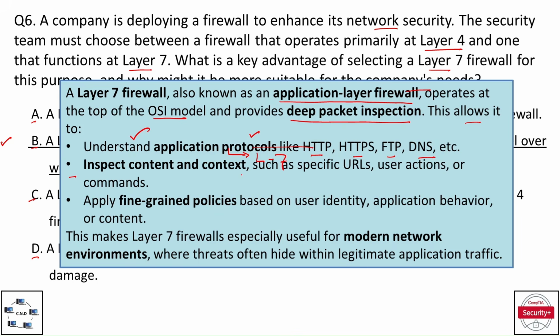Inspect content and context such as specific URLs, user actions, or commands, and apply fine-grained policies based on user identity, application behavior, or content. This makes layer 7 firewalls especially useful for modern network environments where threats often hide within legitimate application traffic.